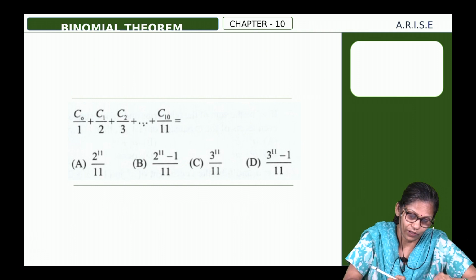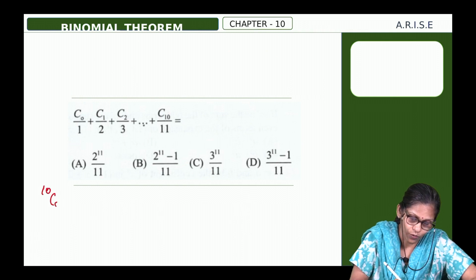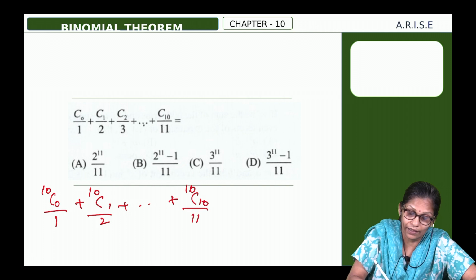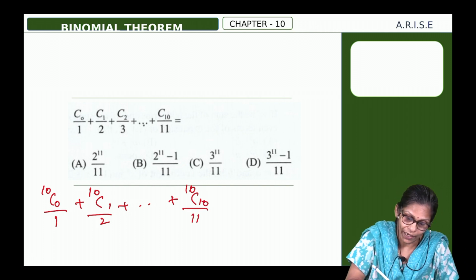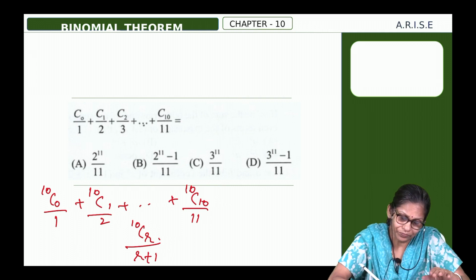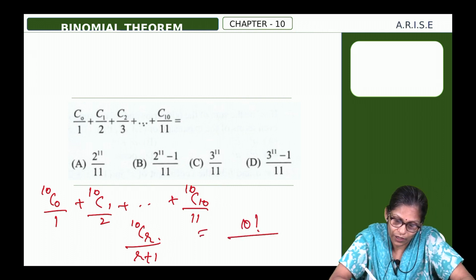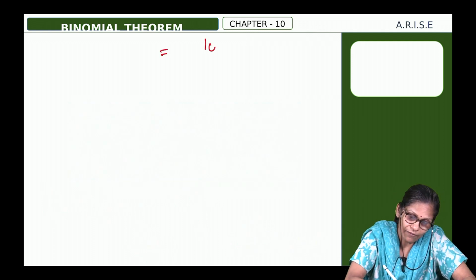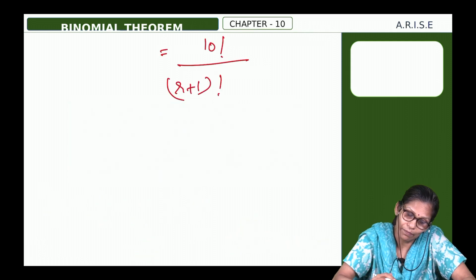Now, C0, what is this? It is 10C0 by 1 plus 10C1 by 2 plus etc. plus 10C10 by 11. What is the general value here? It is 10CR divided by R plus 1. Isn't that the general term here? Now, what is 10CR? It is 10 factorial divided by r factorial into 10 minus r factorial into r plus 1. Doesn't that make this 10 factorial divided by r plus 1 factorial into 10 minus r factorial?